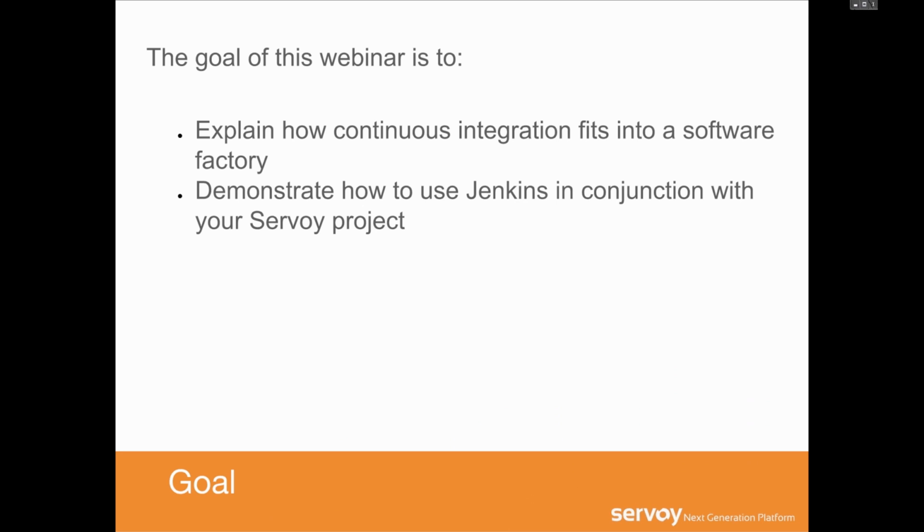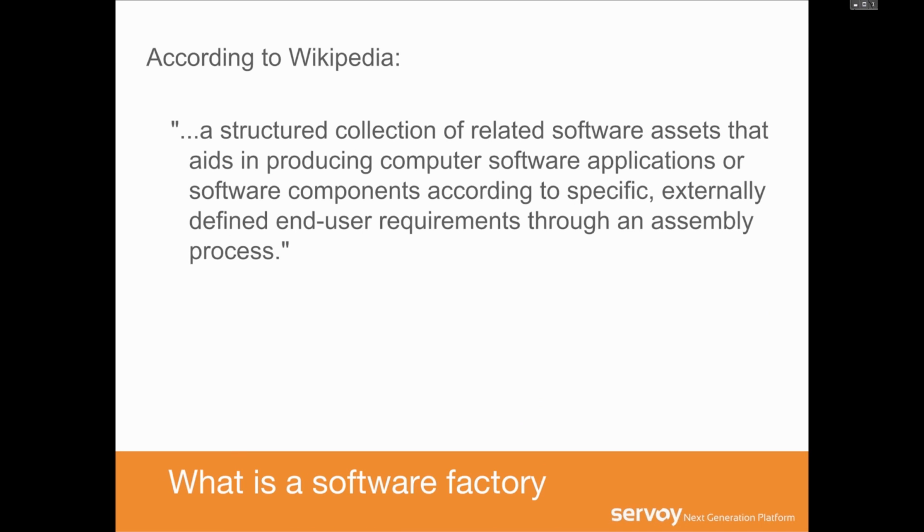But to start off, I think the first thing we need to discuss is what a software factory is. According to Wikipedia, a software factory is a structured collection of related software assets that aids in producing computer software applications or software components according to specific externally defined end-user requirements through an assembly process. That's quite a mouthful, and if you check the internet for the definition of a software factory, you will find a lot of articles, but it's very hard to get a shorthand explanation of what that actually is. So I think the best approach here is to visualize it to explain what it actually means.